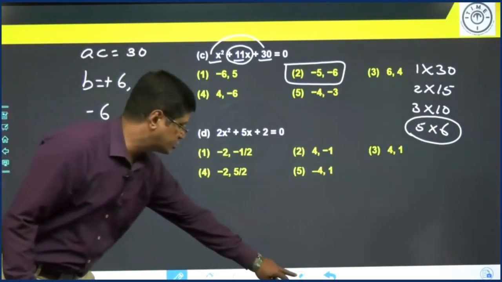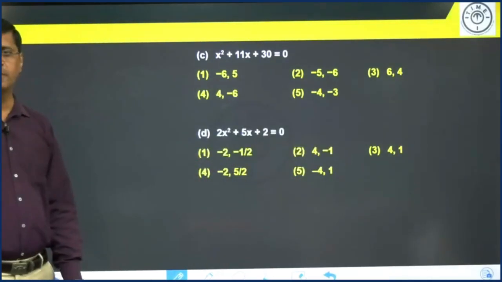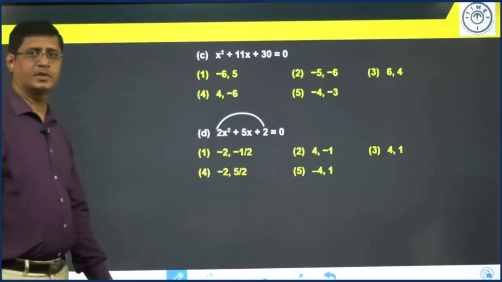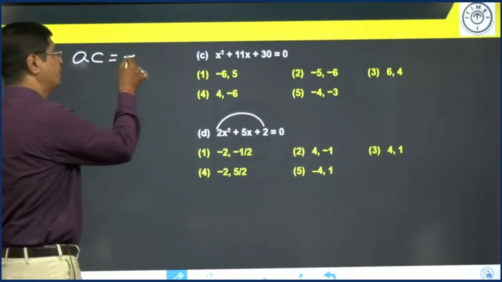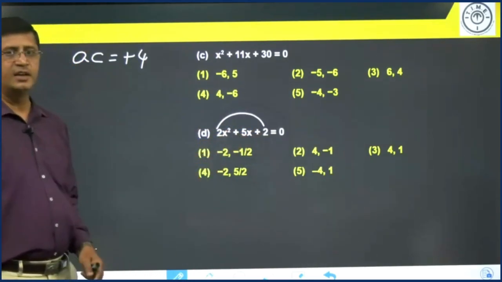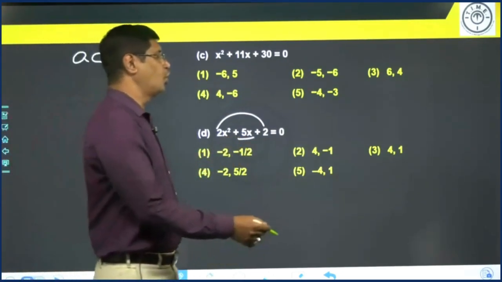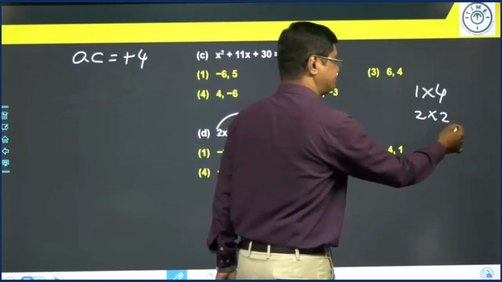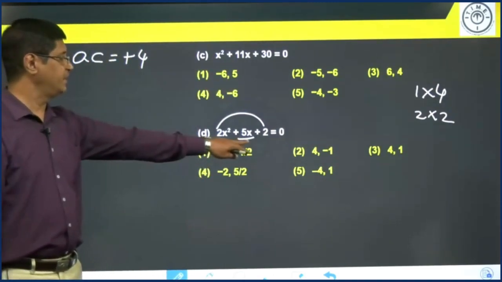Now look at the next question. 2x square plus 5x plus 2 is equal to 0. Multiply a and c. 2 into 2, that is 4. Is it positive or negative? It's a positive 4. When the product of a and c is positive, then b will be the sum of the two factors. So 4 we can express as 1 into 4, 2 into 2. The sum of the two factors is the middle value.